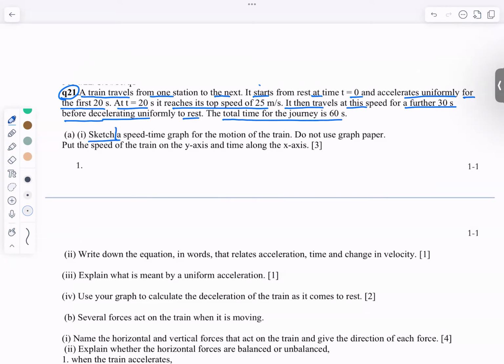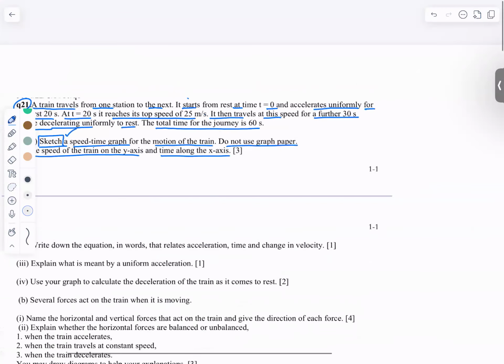Sketch means the labels or values are not needed. So sketch a speed-time graph for the motion of the train. Do not use graph paper. Put the speed of the train on the y-axis and time along the x-axis. So for the motion of the train, we have to draw a graph.